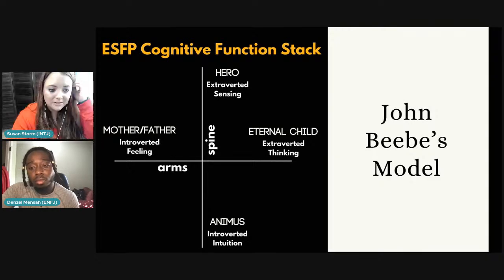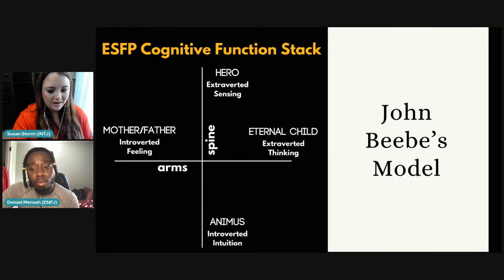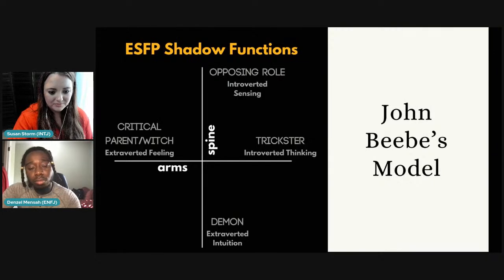If you don't know who John Beebe is, he is a psychotherapist, a very accomplished author, and also someone who's been studying type for I don't know how many decades, a long time. I think he's a Jungian analyst. He's worked with all the big typologists out there, but he's also used type as a psychologist for many, many years. And then here you can see the shadow function.